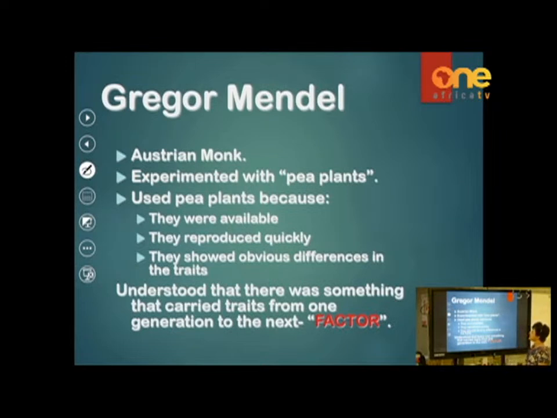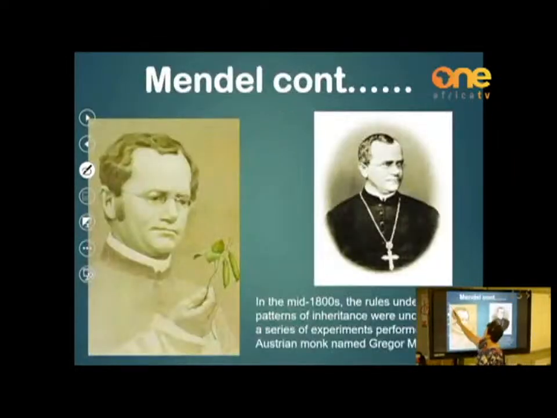He understood that there was something that carries traits from one generation to the next, and he called it a factor. During Gregor Mendel's experiments, he was not aware of the existence of genes, DNA and chromosomes. He only knew there was a factor. There you see Gregor Mendel, 1800s.